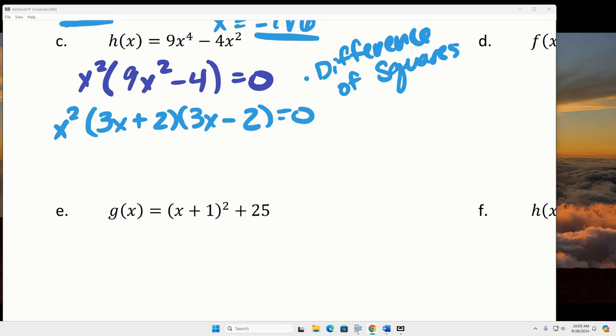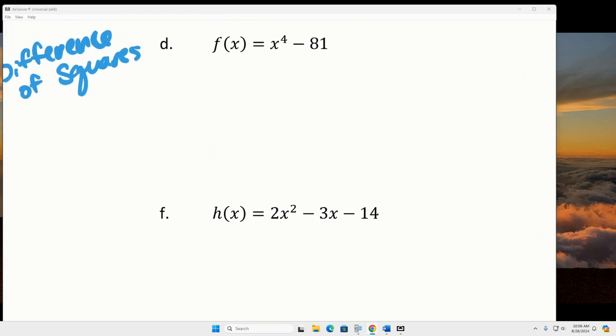All right. So now we're going to see if we can just look at these factors and tell the zeros. So what about x squared? Yes. What about the next one? Negative 2 over 3. Good. And the last one? Good job. Now, if you can't do that in your head, it's okay. You can just set each of them equal to 0 and solve by hand. It doesn't matter to me.